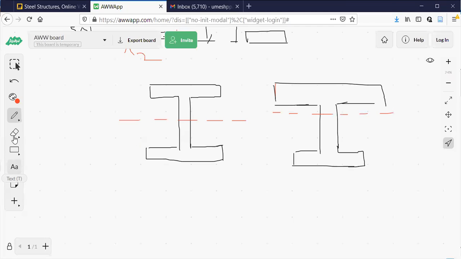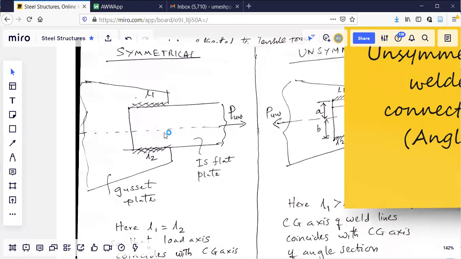So what I'm trying to tell you is, in this problem, imagine only the top and bottom rectangles are there. This is L1 into TE. This is L2 into TE. Now, if you see this diagram, the load axis is equidistant from L1 and L2. The reason is that the centroid of the welds and the load axis, the PU line, are coinciding.